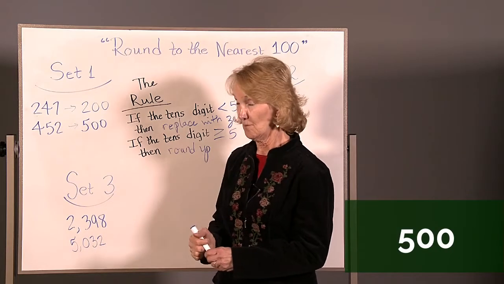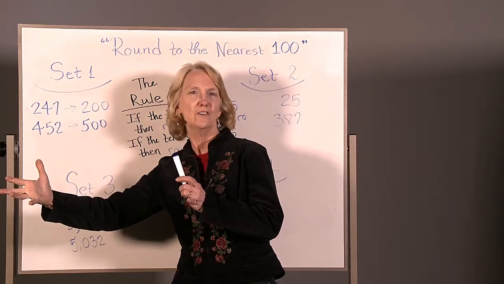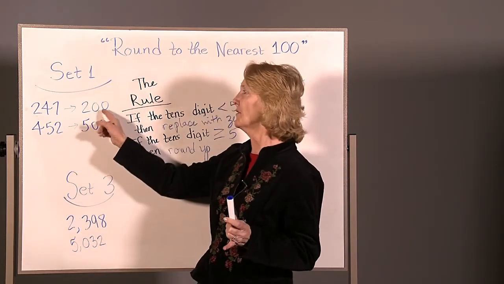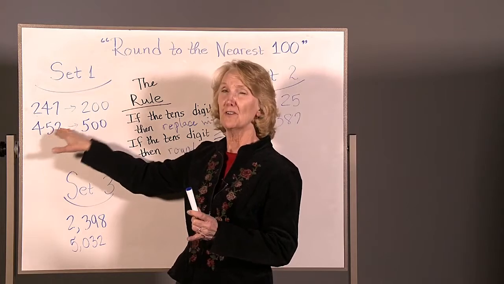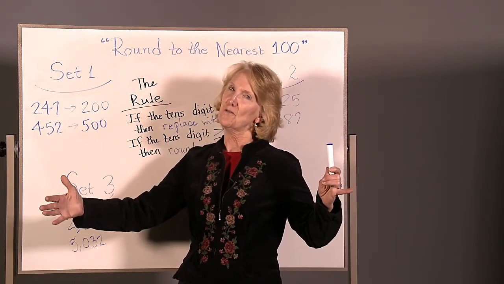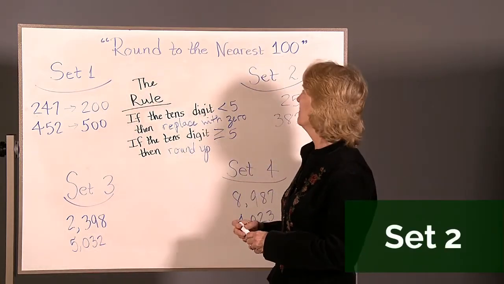Now if you think in terms of money, if you have $247, you're still closer to $200 than $300. But if you have 452, you're now closer to 500 than you are to 400. So it makes sense. Let's do the next one, set 2.